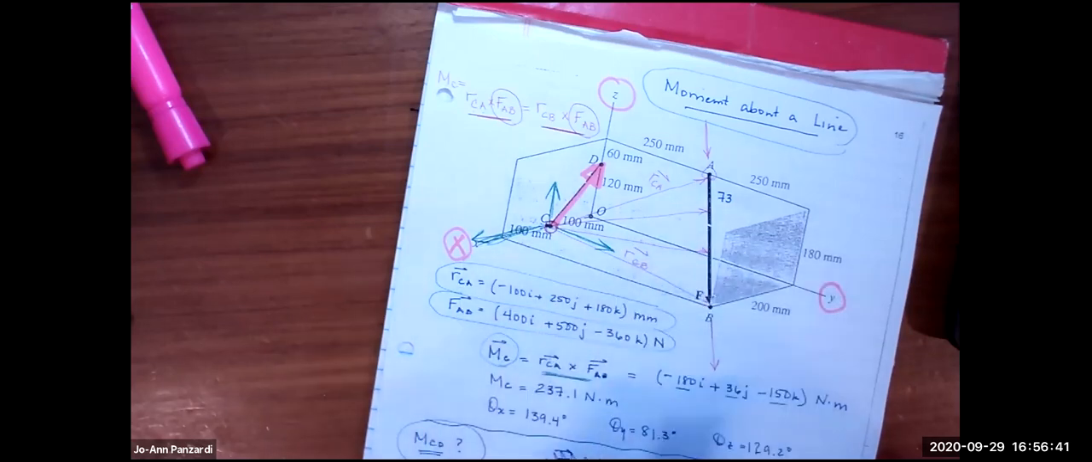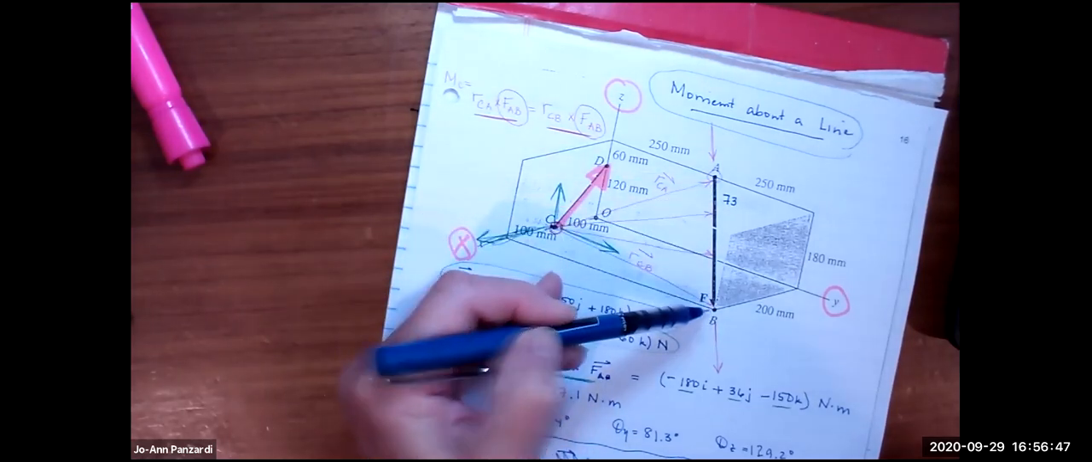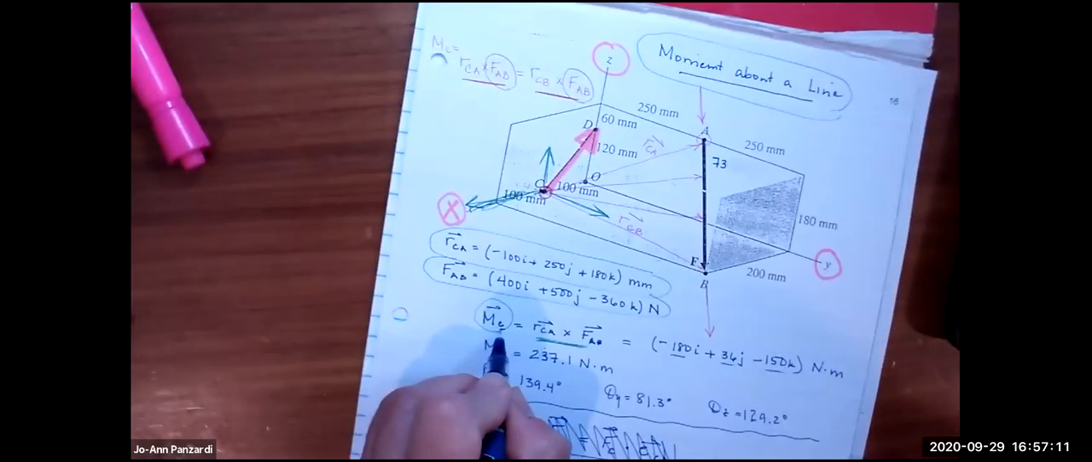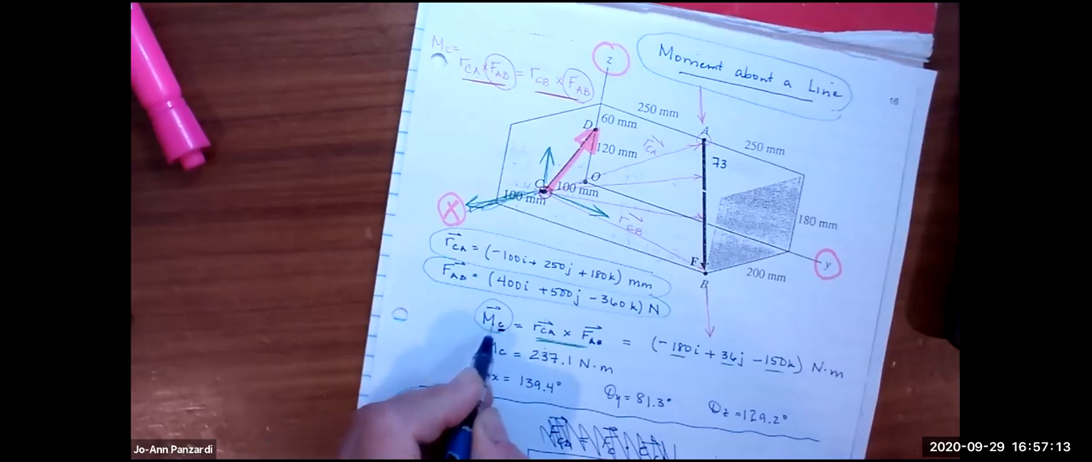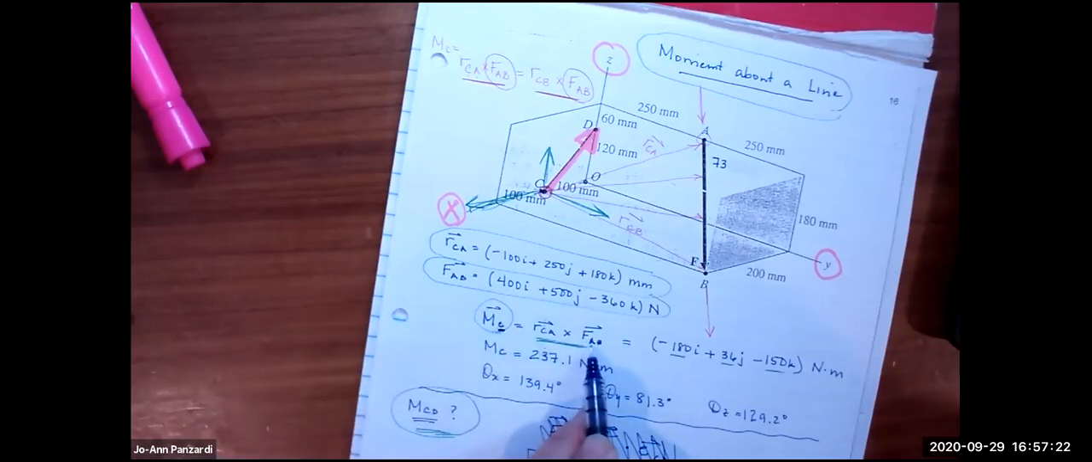So on Thursday, we did the moment about point C due to this force. We calculated what FAB was, and we calculated what RCA was, and we used the cross product, and we found out what MC was: negative 180i plus 36j minus 150k. This is what we calculated on Thursday, and that's just about point C. That's why it's really important to use subscripts. This is the moment about point C due to F going from A to B.